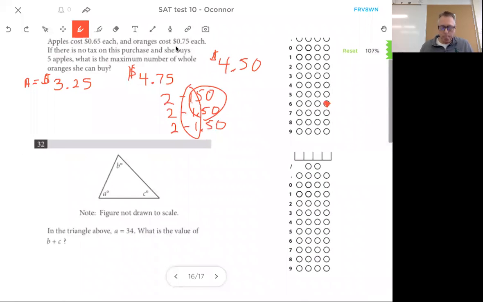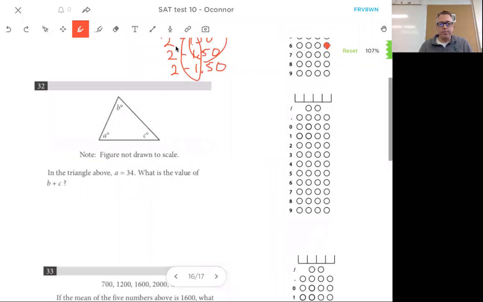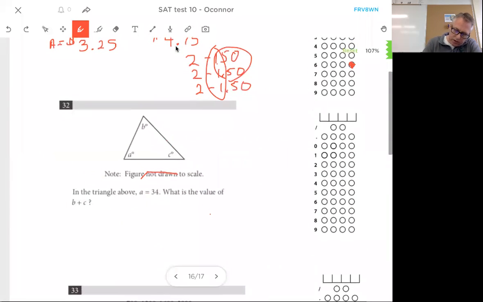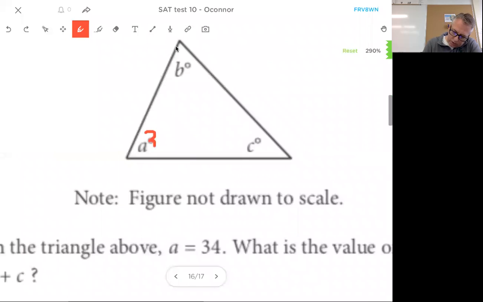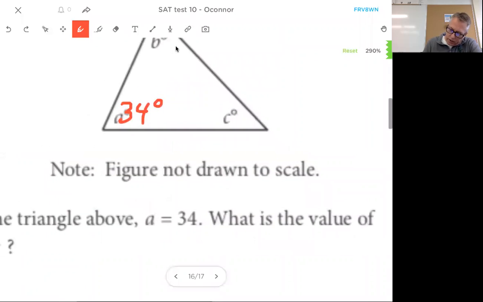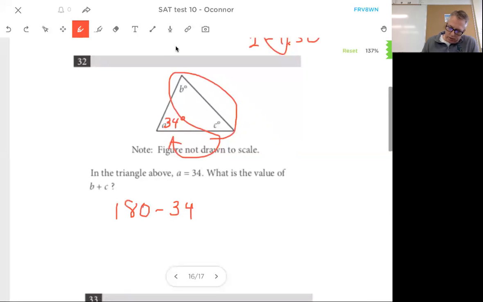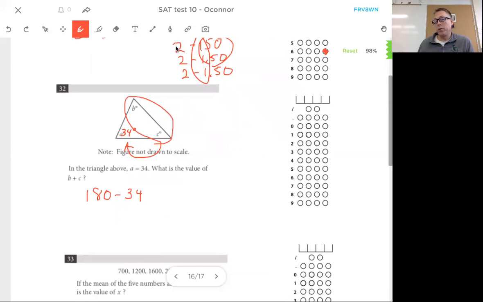For our next problem, a little more geometry here. In the triangle, it says that A is 34. What is the value of B plus C? Well, if that's 34 degrees, and I know that all of the angles in a triangle have to add up to 180, that means B plus C plus 34 has to be 180. So B plus C has to be 180 minus 34. So that would be what, 146, right?